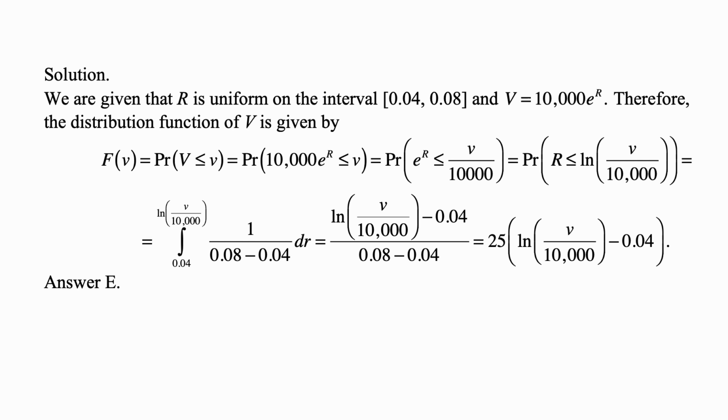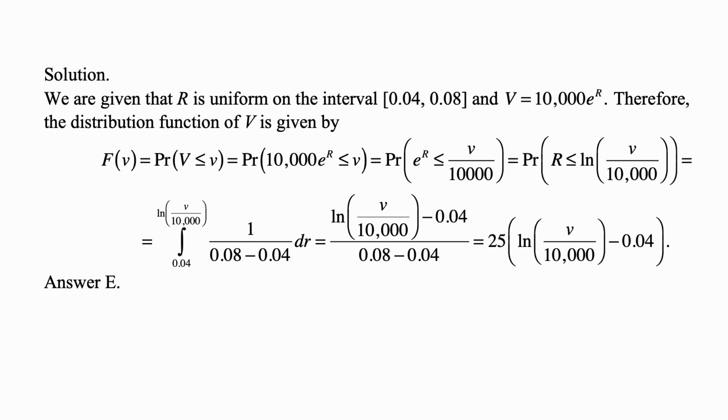And we actually know the probability density function of R, because R is uniform on the interval from 0.04 to 0.08, and that density is simply 1 over 0.08 minus 0.04. So the value of this probability is simply the integral from 0.04, the beginning of the interval where the density is positive, to the point where we want to find the probability, ln of v over 10,000, of the density, and of course the density is a constant.